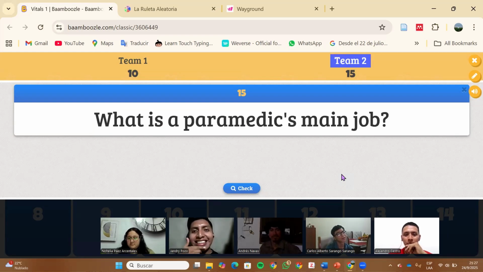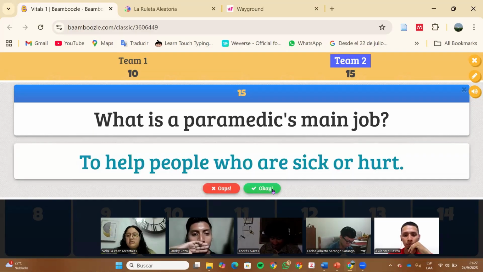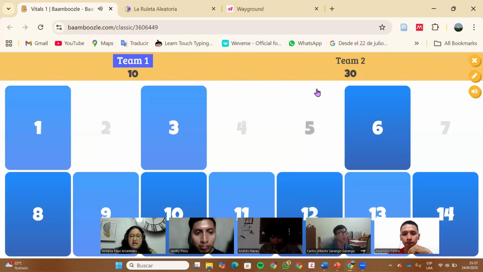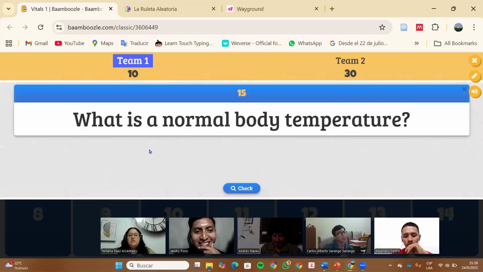For me, the main job of a paramedic is to assist people that are hurt or maybe in a problem. Yes, that is to help people who are sick or hurt, basically. Yes, correct. Yandri, pick a number. Number 10. What is a normal body temperature?